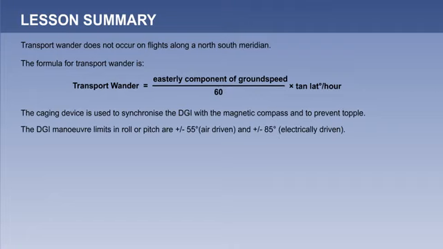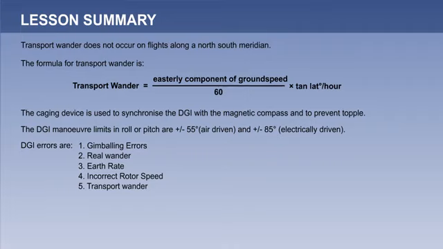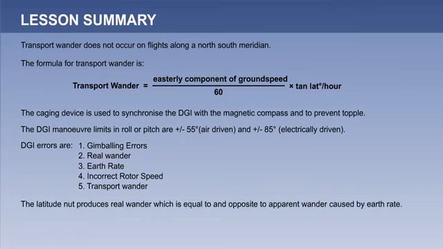The DGI maneuver limits in roll or pitch are plus or minus 55 degrees, air-driven, and plus or minus 85 degrees, electrically driven. DGI errors are gimballing errors, real wander, earth rate, incorrect rotor speed, and transport wander. The purpose of the latitude nut is to produce real wander which is equal to and opposite to apparent wander caused by earth rate. The latitude nut is set for a specific latitude only.